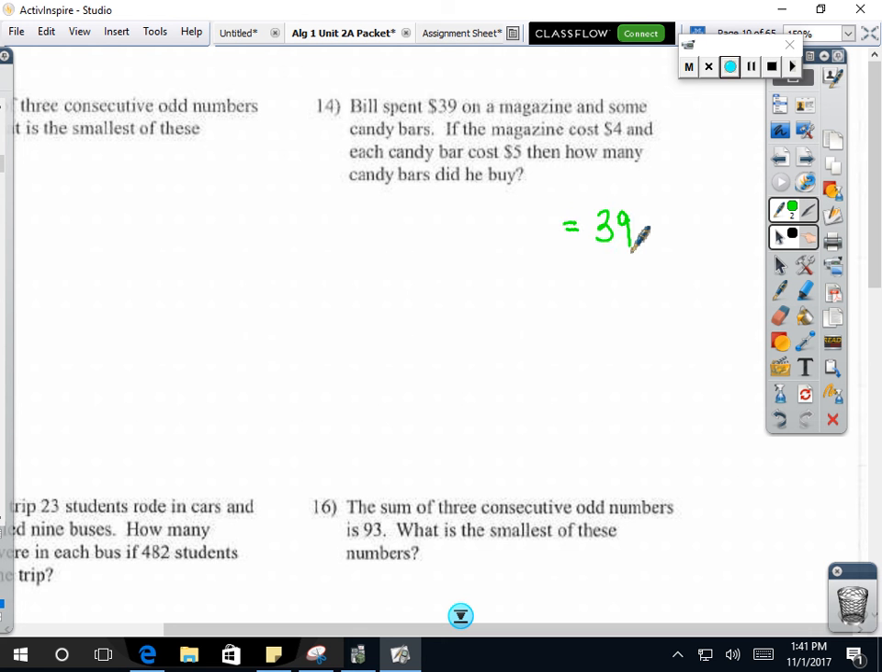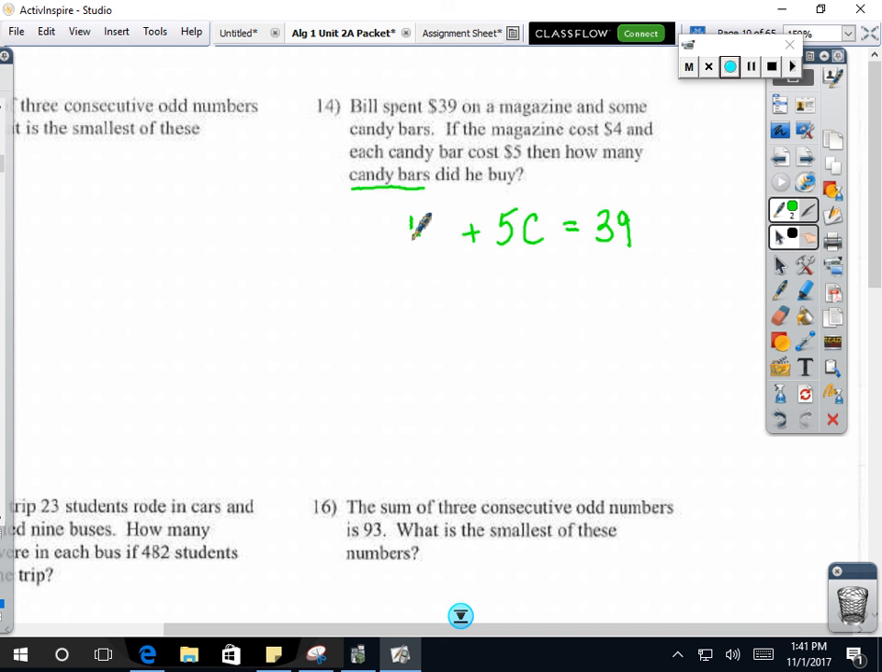Right, because that's the amount of money he spent. Now, he spent it on two different things. What and what? Candy bars. So I'll just use C for candy bars. And what do we know about candy bars? $5 each. But we don't know how many. We'd have to plug that in once we find it out. And then on top of that, he bought what else?